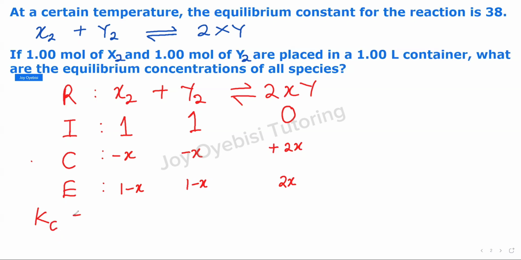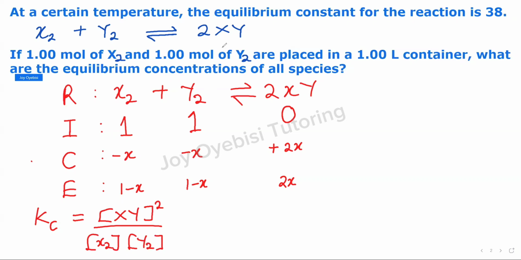So Kc would then be equal to the product concentration over the reactants concentration. The product here is XY, so the concentration of XY. Now, in equilibrium, we use this bracket to represent concentration. But because this is 2, the exponent here is going to be 2, so you square it because it's 2 of them. Then divide that by the concentration of X2 times that of Y2.